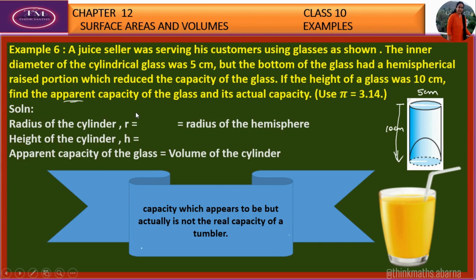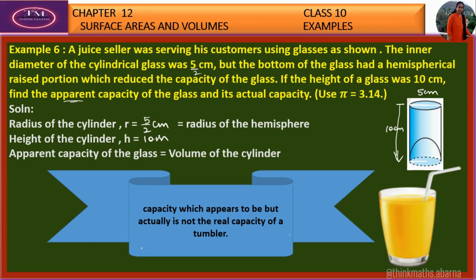So let us start the solution. Now radius of the cylinder is given as 5 by 2, because diameter is 5. So radius will be 5 by 2 centimeter, which will be the radius of the hemisphere also. Radius of the hemisphere as well as radius of the cylinder, both are same. So it is equal to 5 by 2 centimeter. Height of the cylinder is given as 10 centimeter.